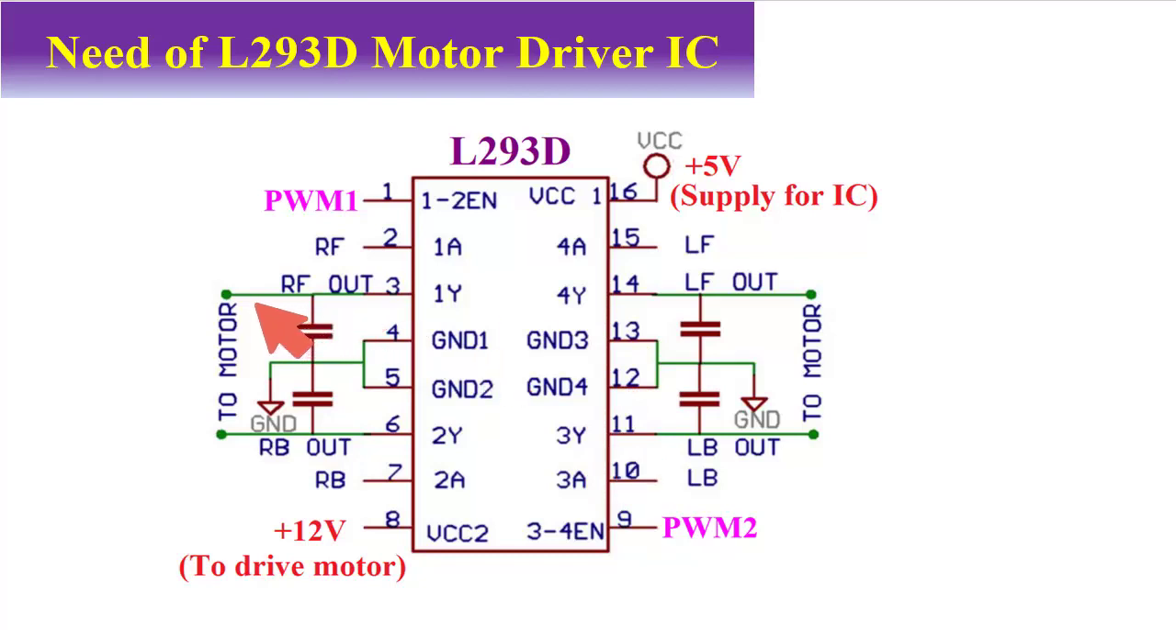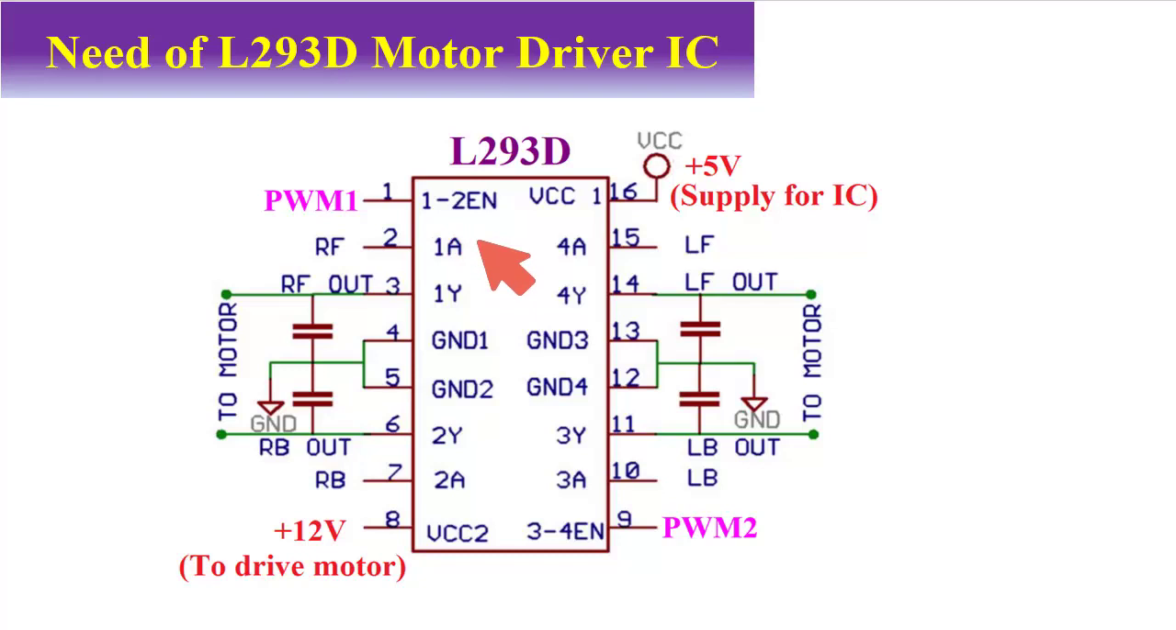For changing the direction of the motor, sometimes the 1Y terminal will be given a logic 1 signal and the 2Y terminal will be given a logic 0 signal at the same time. Or if we want to reverse the direction, 1Y will be given a 0 signal and 2Y will be given a 1 signal. A similar thing will happen for terminals 4Y and 3Y. Now how will these logic 0 and logic 1 signals be controlled? That will be controlled by the signal which will come from the microcontroller.